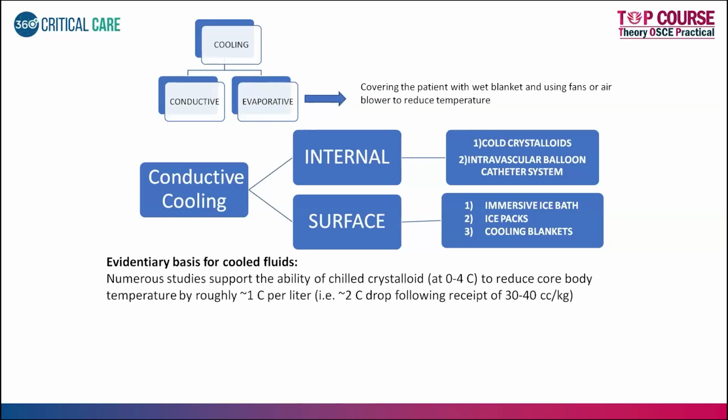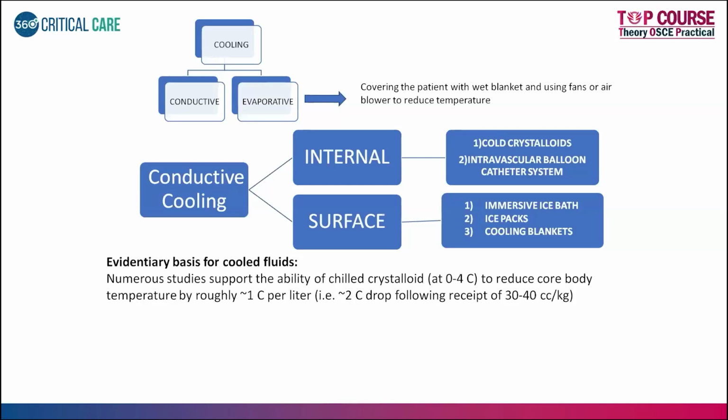So how do we do the cold crystalloids? Numerous studies have been done wherein they use chilled crystalloid, that is a temperature between 0 to 4 degrees Celsius, to reduce the core body temperature by roughly 1 degree centigrade per liter of crystalloid. So if you're giving it at 30 to 40 ml per kg, it will cause around a 2 degrees Celsius drop. Remember, for heat stroke IV, if you're giving cold crystalloids, the temperature of the crystalloid should be between 0 to 4 degrees Celsius.